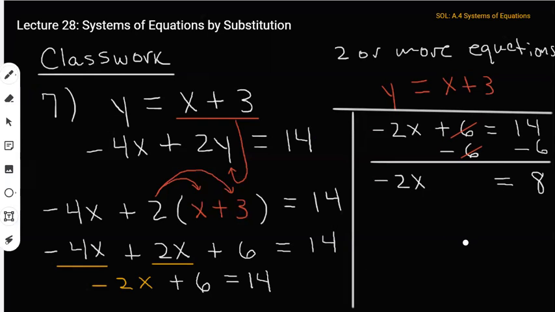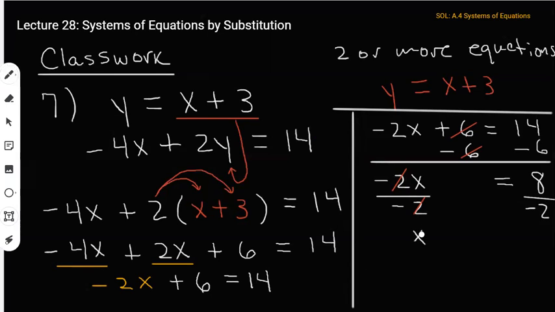So now, how can I get x by itself? I would have to divide both sides by what? A negative 2, right. You should get negative 4. Good. I'm going to cross out the negative 2's. So is that the answer? That will be the answer for x.